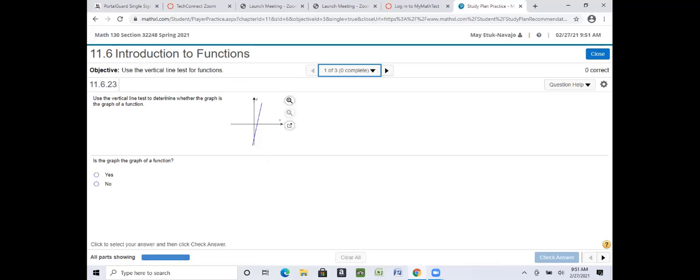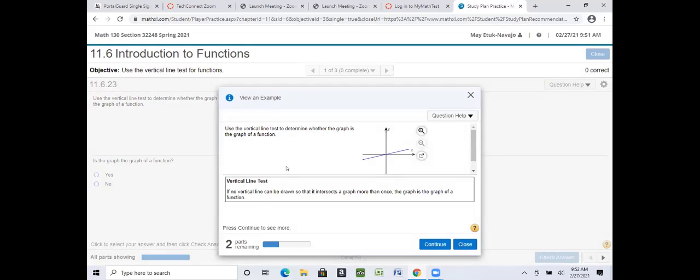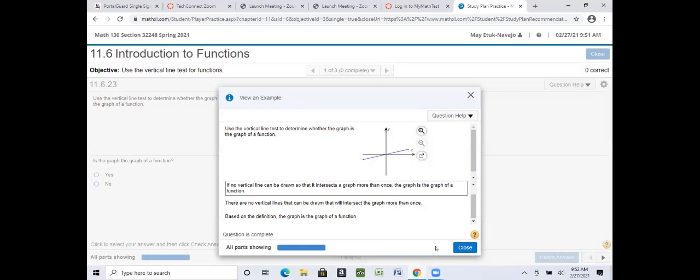And for this one, the same thing again, you can click on the question help. It says view an example. And then you can see again, step by step, how to find out whether this is a function or not. This is obviously a function, because if you draw a vertical line through this, it would intercept the graph at only one point and one point only. You see that? Yes, I see it. And it tells you exactly what I just told you.